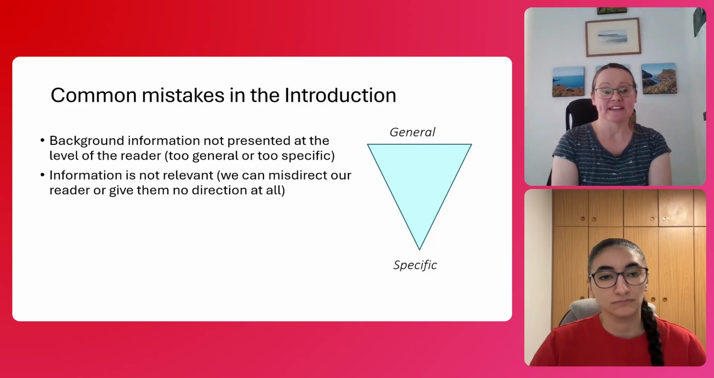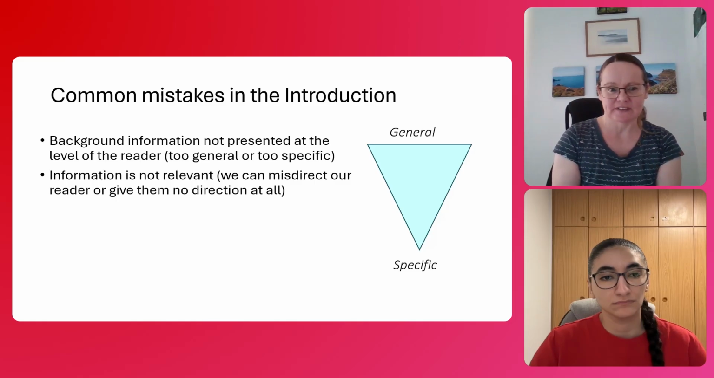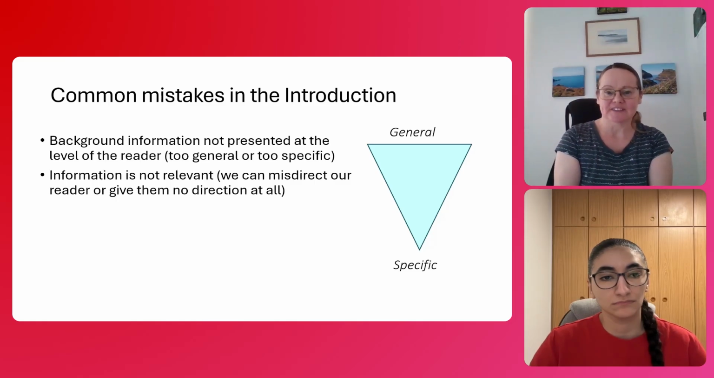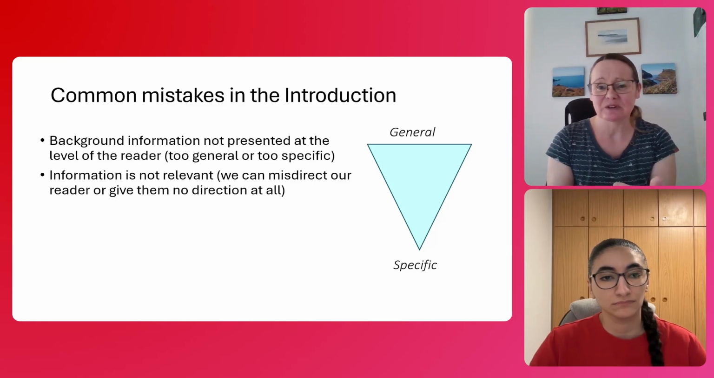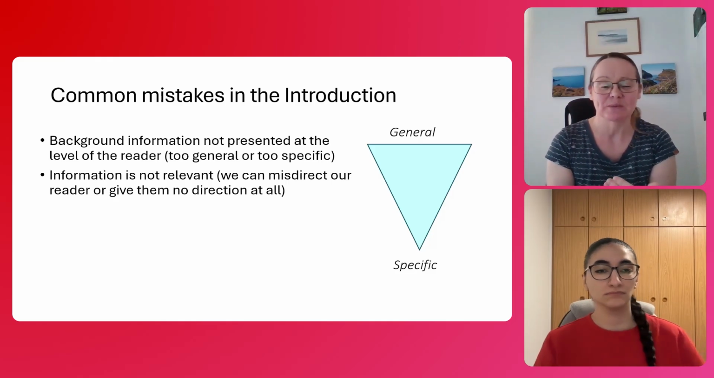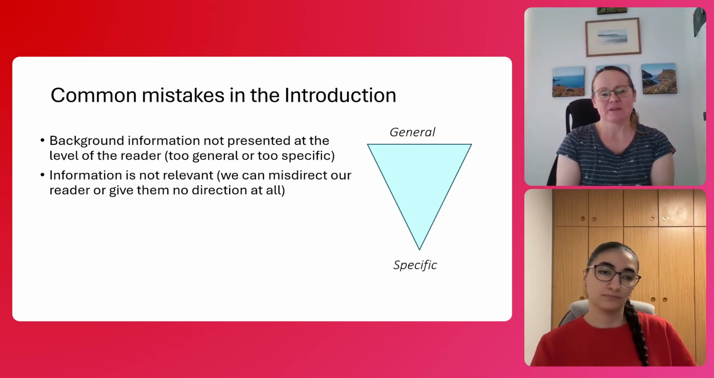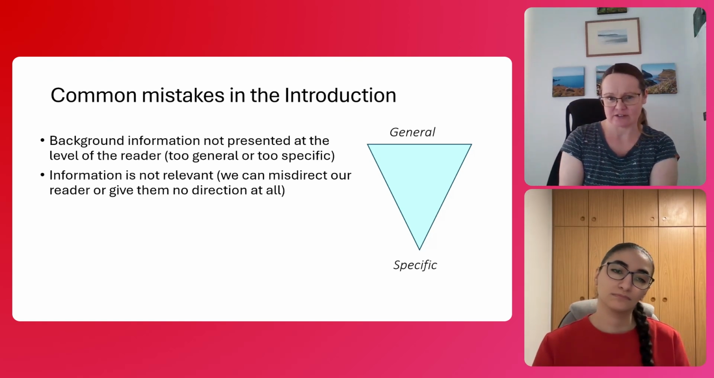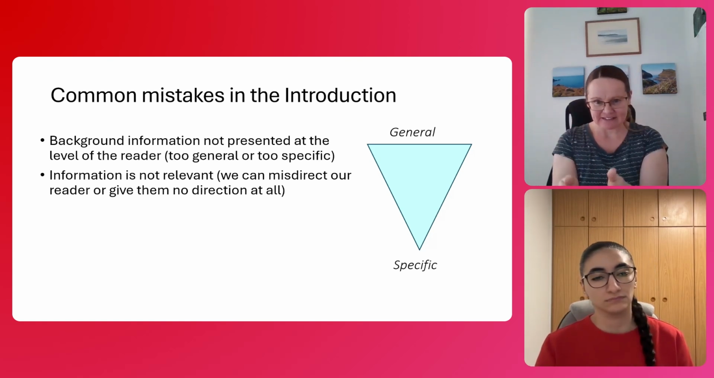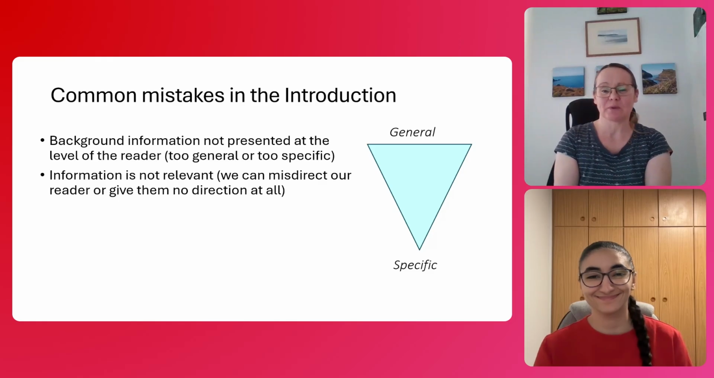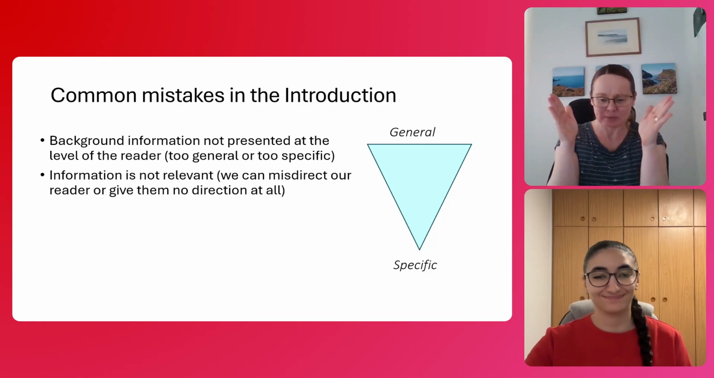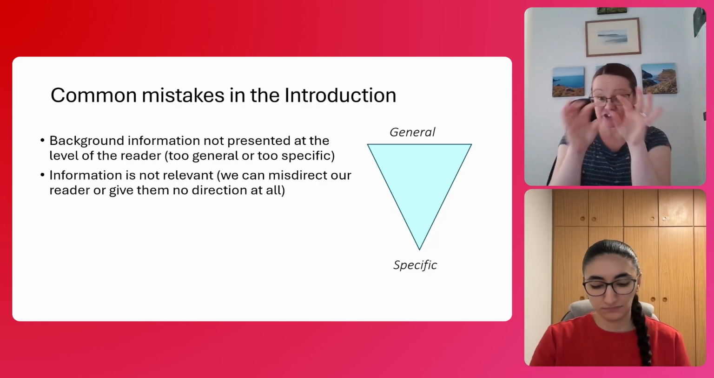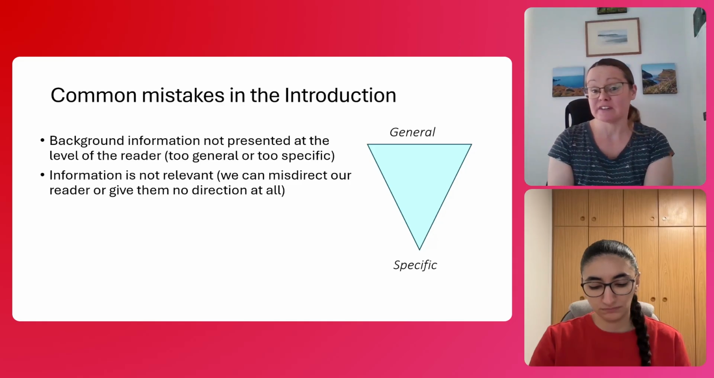Another common mistake is putting in information that isn't relevant. And by not relevant, I'm not saying that it's not interesting or that it's not kind of relevant to the topic. I'm talking about information that is not leading the reader to the specific research question. So look at my little diagram there. That is the whole point of this section. We are slowly bringing our reader from the general background towards the specific research question. That is the path we should be taking.